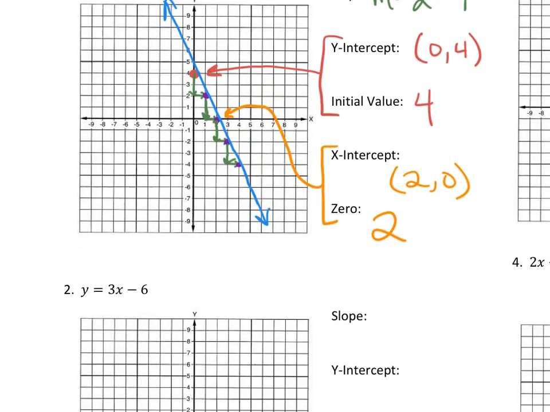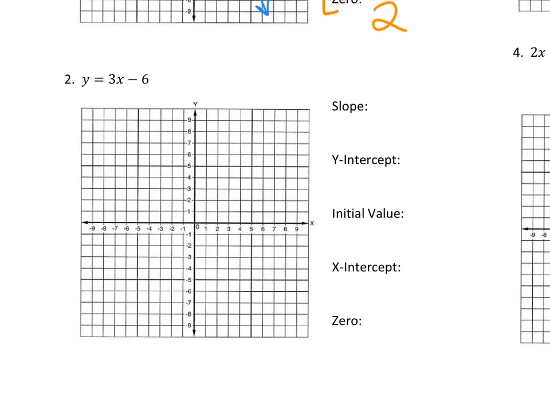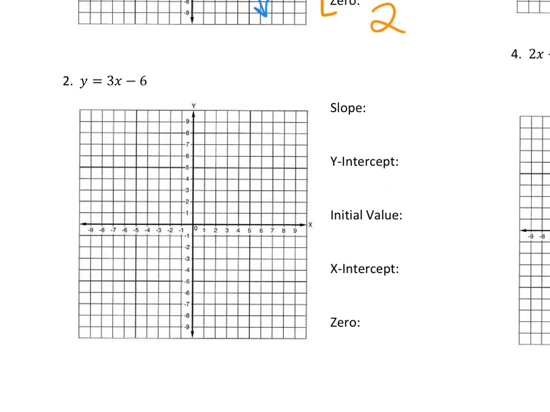It's your turn to try. You have number 2. I would like for you to try to tell me the y-intercept and slope, graph the line, and then figure out all the rest of the function's attributes. Pause the video, give it a shot.